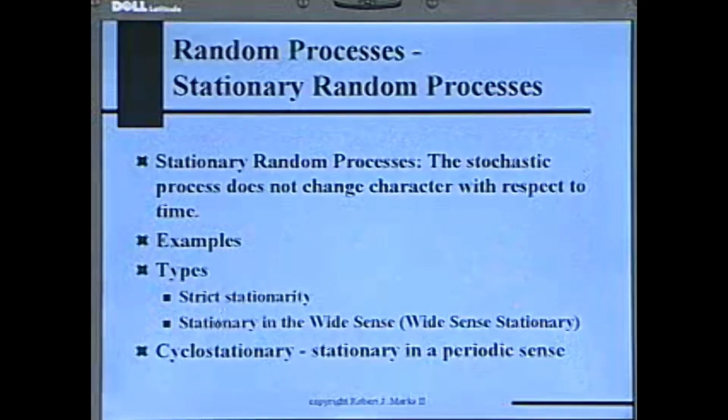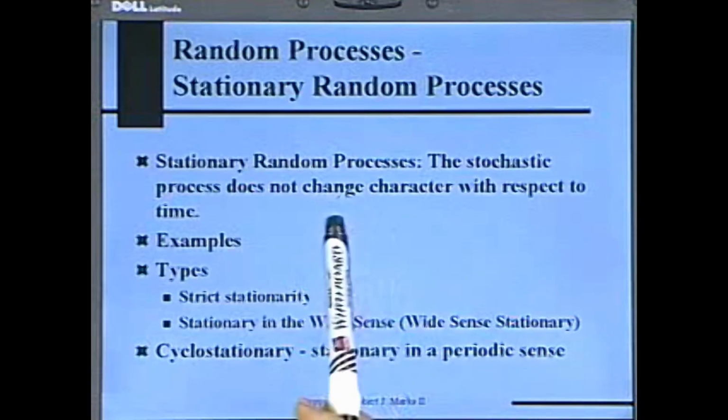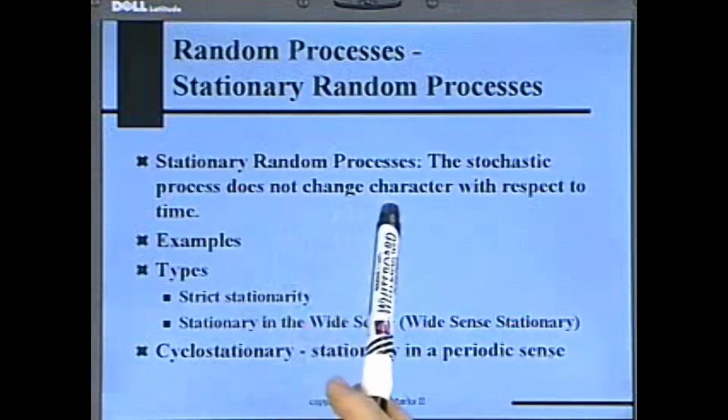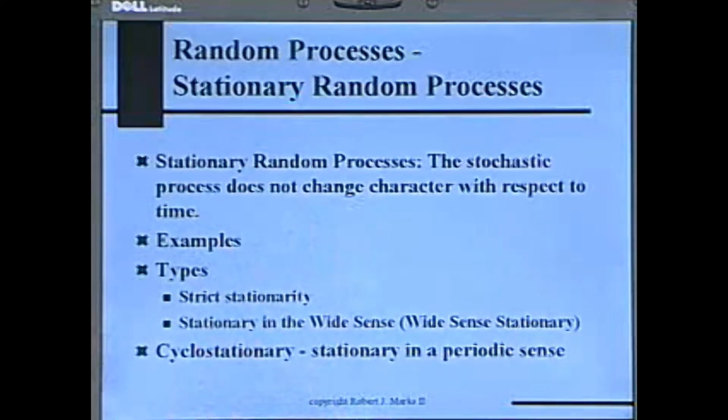Okay, so a stationary random process means that the stochastic process does not change character with respect to time. I gave you some examples, the idea of white noise being a stationary process, speech being a non-stationary process. However, people that do speech, and I'm not an expert in speech, you'd have to talk to Professor Atlas or Professor Ostendorf to know more about this, but my understanding is that there are certain portions of speech which can be modeled as stationary.